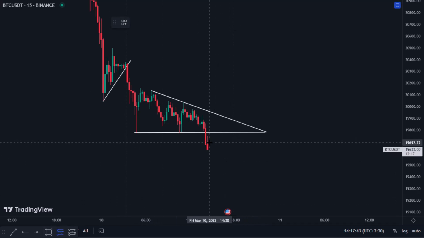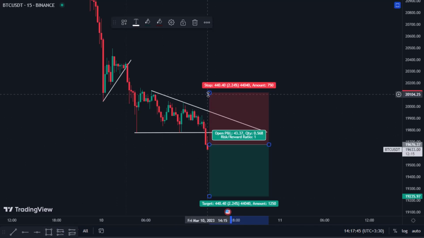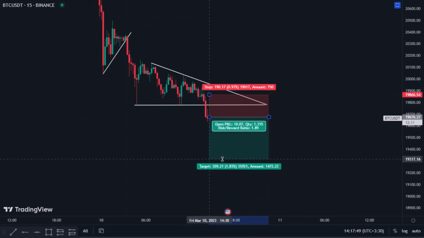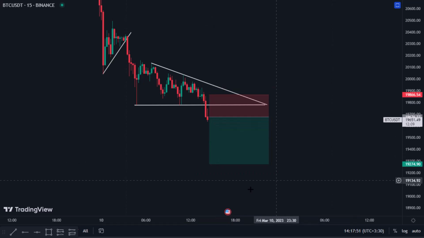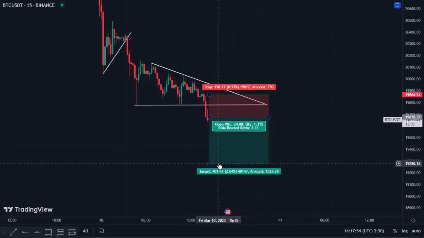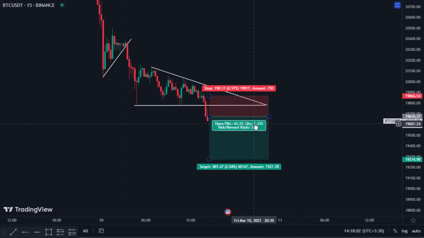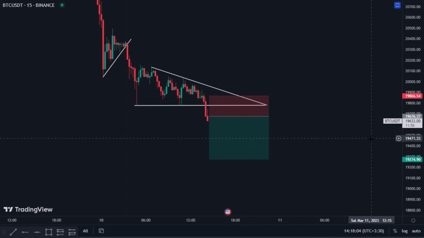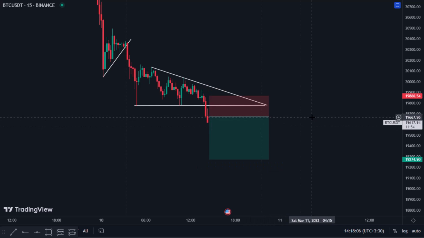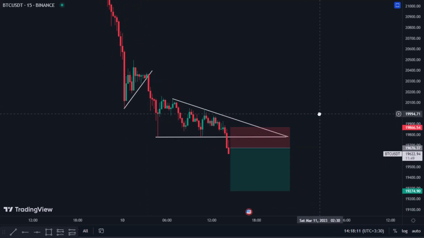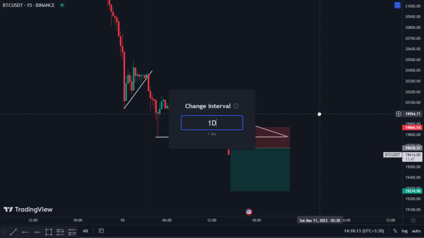We can enter sell position here, put our stop loss above that candle as I did, and look for risk reward too. And when it reached your target, you can risk free your position and put your stop loss in your entry, okay? In that case, if your stop loss gets activated, you're not gonna lose any money. Yeah, this is all about 15-minute time frame. Let's switch to daily time frame.